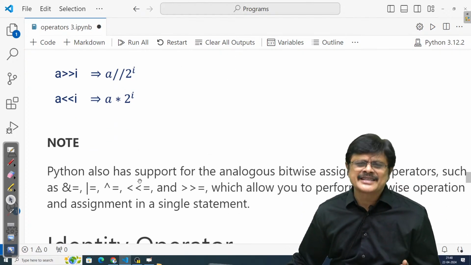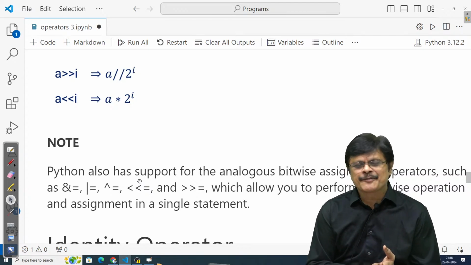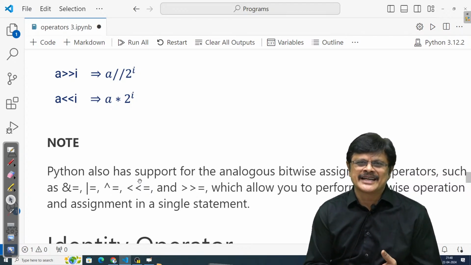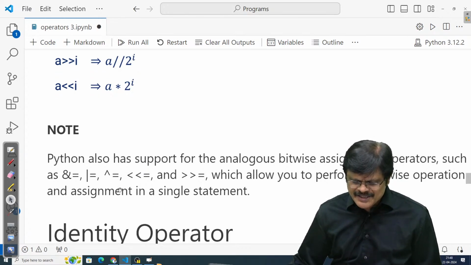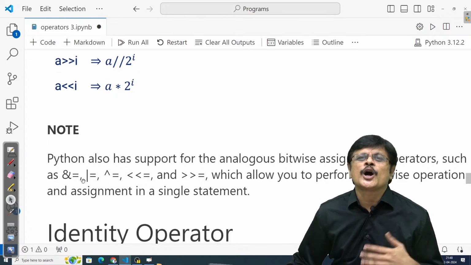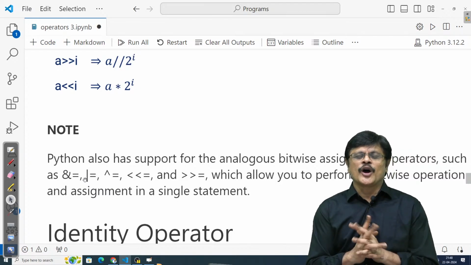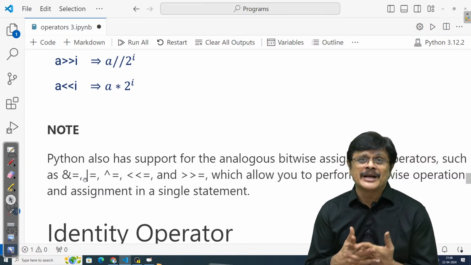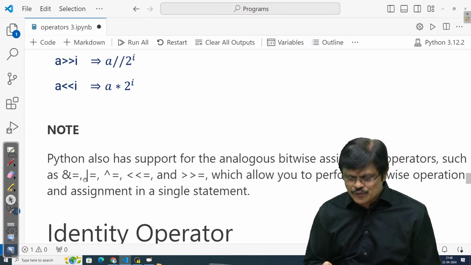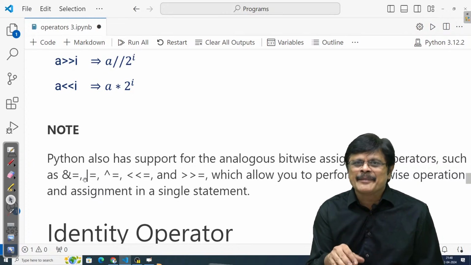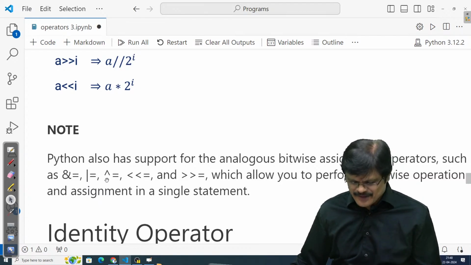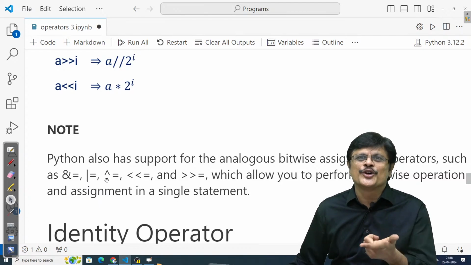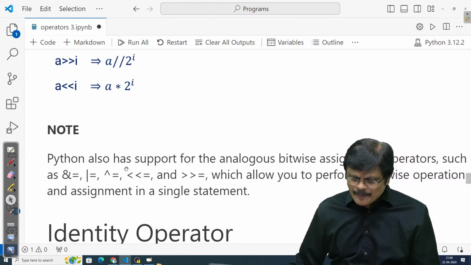And you have already seen the right shift and left shift operators. We also saw the bitwise AND, bitwise OR, and bitwise XOR operators. We can also do these operations using compound assignment. Just like compound addition and compound multiplication, in a similar way you can do compound assignment with these bitwise operators also, except NOT, which cannot be done because it is a unary operator.